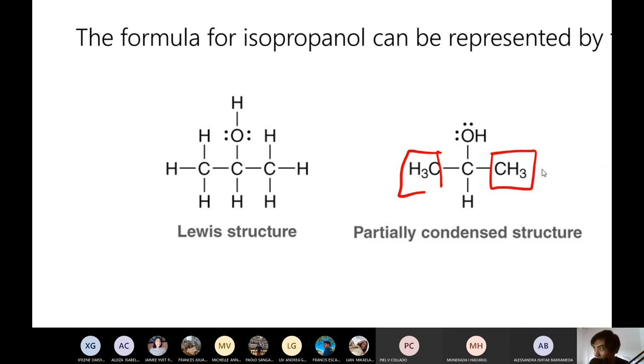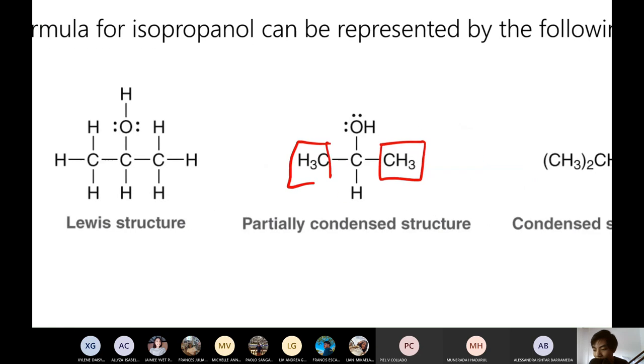So pwede natin gawin tong partially condensed structure, kung saan yung mga hydrogens connected to carbon ay hindi na pinapakita yung bond. Ito pwede pa i-condense, even yung sa oxygen and hydrogen din. So instead of writing O bond H, we write it as OH na lang. Automatic na itong dalawang atoms na to, they are connected to each other pag magkatabi sila.